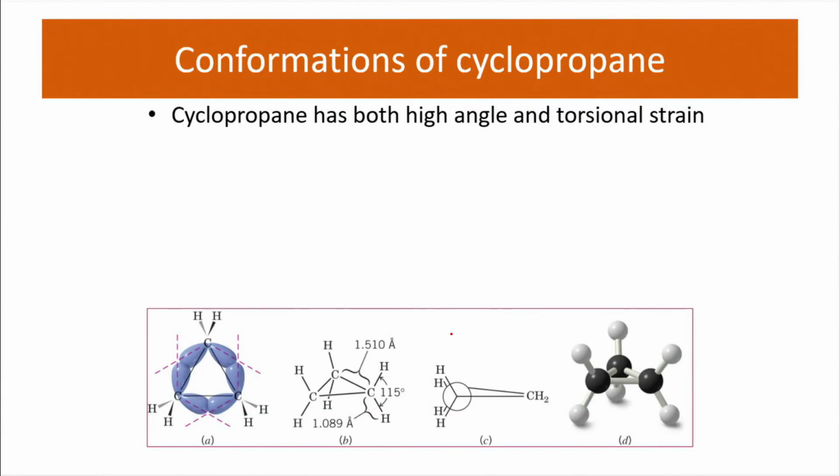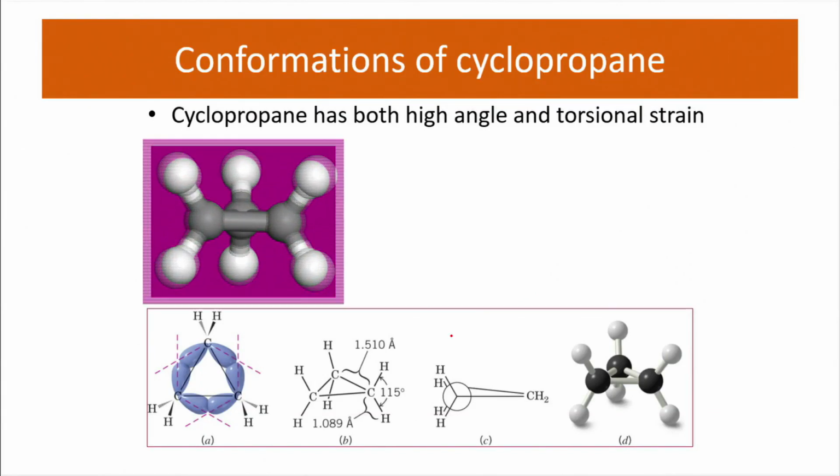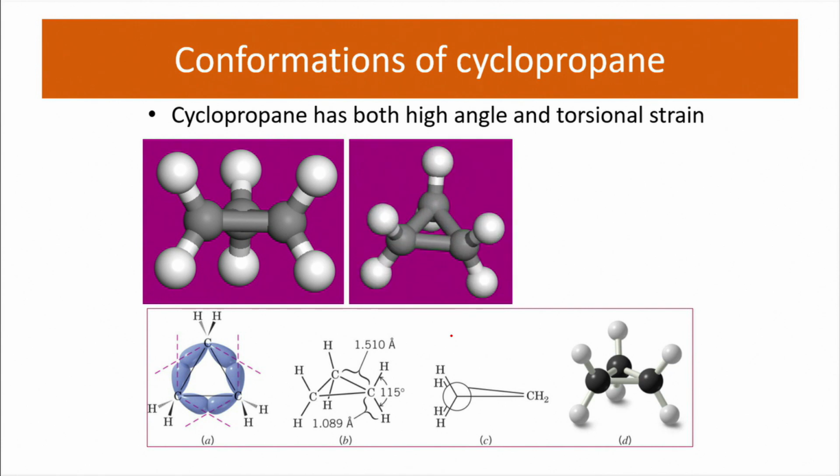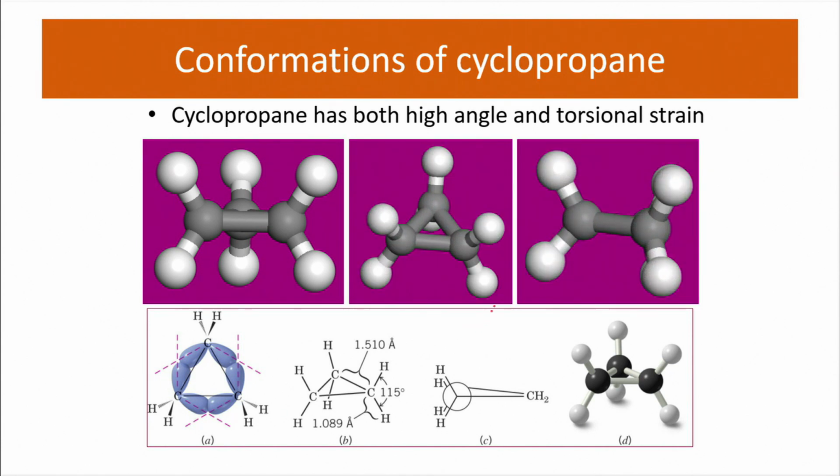Let us look at the conformation of cyclopropane. As we mentioned, cyclopropane has high bond angle and torsional strain. If you look at it, the molecule is basically planar. This is what we have seen earlier. The C3 molecule is basically planar, and if you look at the geometry, this is basically a triangle. An equilateral triangle is the one which we have actually shown here.